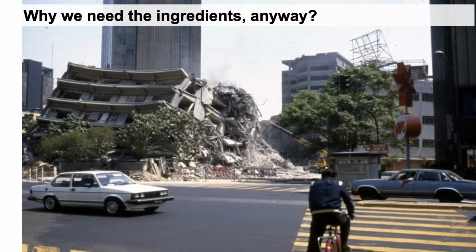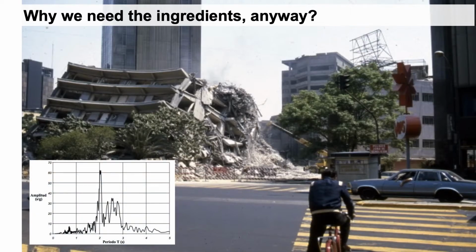This picture, for example, taken in the aftermath of the 1985 Mexico earthquake, shows a collapsed building next to other mid to high-rise buildings of roughly the same age, which remain standing. This can be at least partially explained when looking at the spectrum of the ground motion.